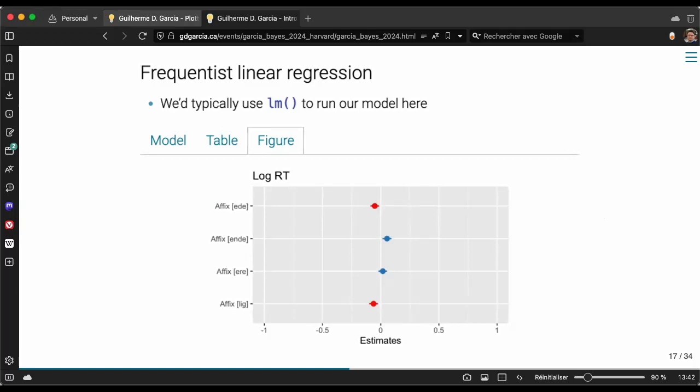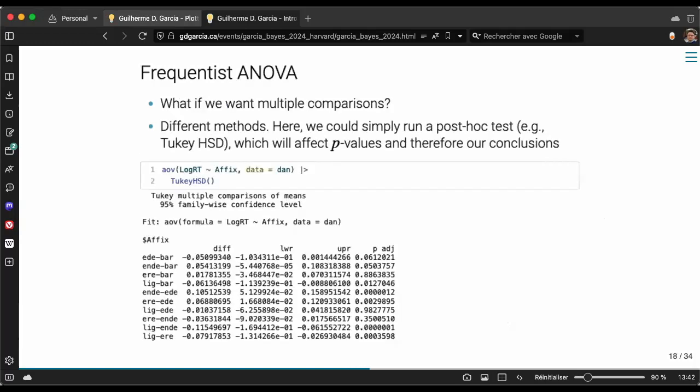So if you like to customize your figures, not here. Okay, so this is what people used to do. Because we're doing a simple model, we are essentially running an ANOVA anyway, right? So we run the ANOVA and then we run a post hoc test like Tukey HSD, and we end up with all the multiple comparisons, and the p-value is adjusted.